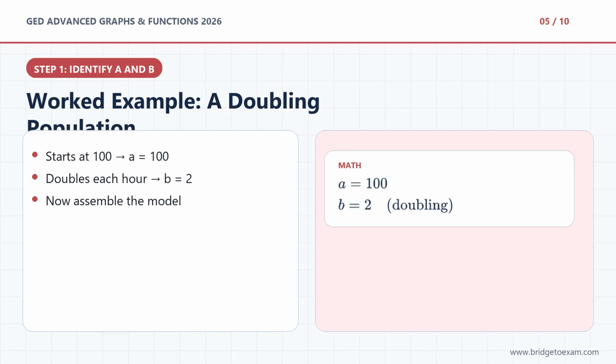Let's build a model. A population starts at 100 and doubles every hour. Step 1. Find the starting value. At hour 0, there are 100, so a equals 100. Step 2. Find the factor. Doubling means multiplying by 2 each hour, so b equals 2. We now have both pieces.